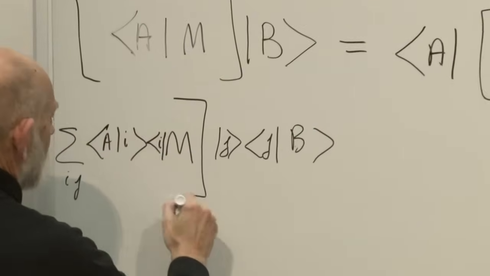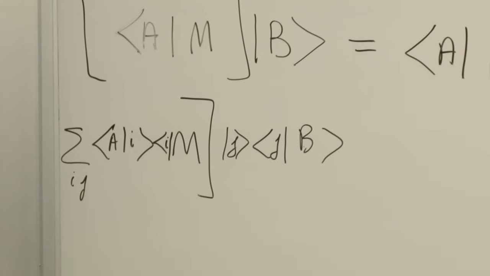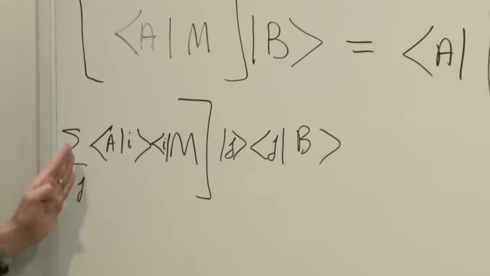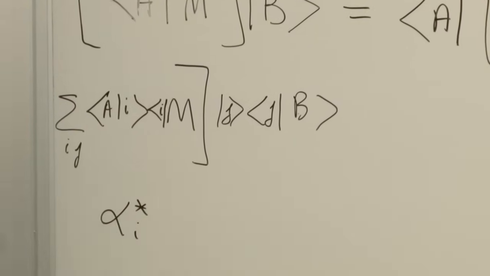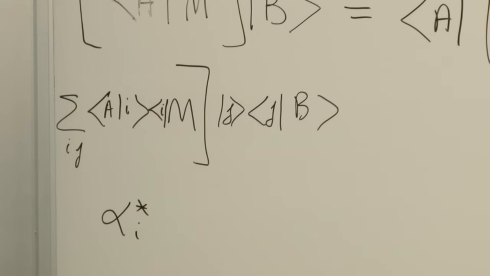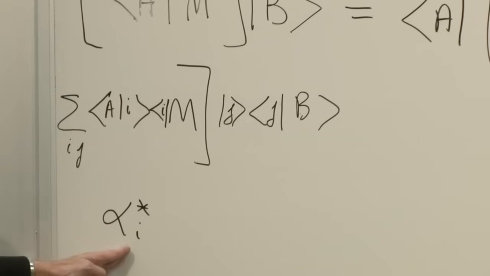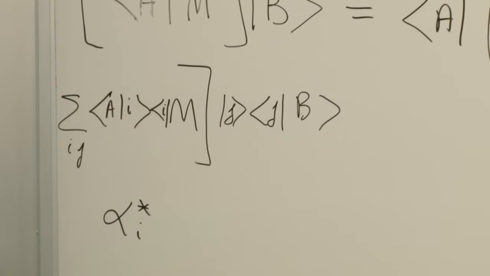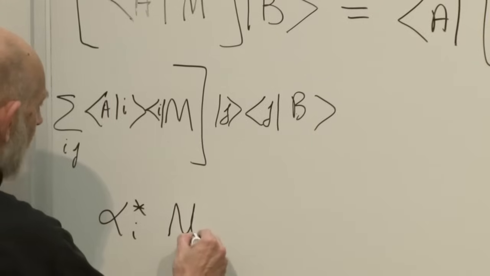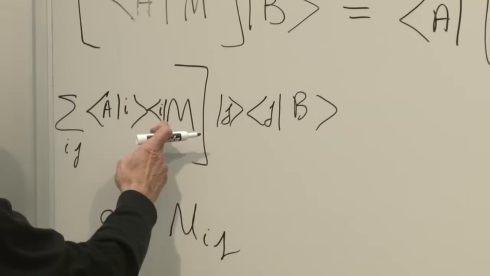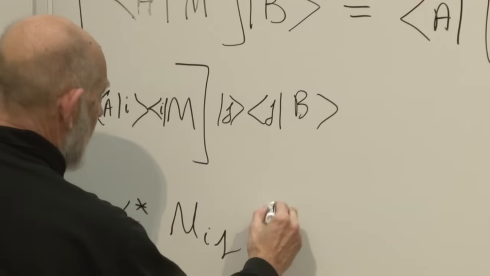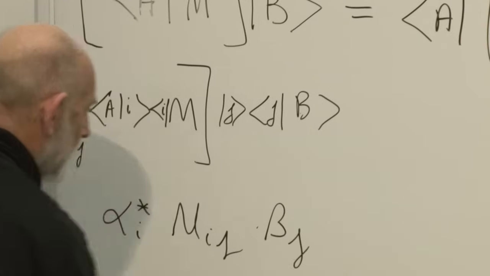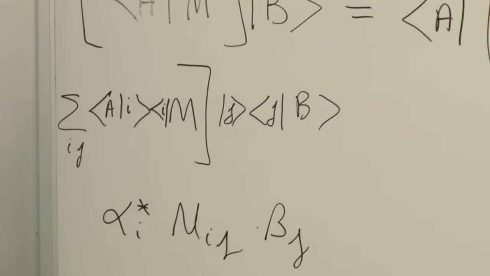I. What do we see here? We see this is alpha star I. Why did I put the star there? Because the bra vectors are complex conjugates. So there's an alpha sub I. There's an MIJ. I in a product of I, M times J, and then there is beta J. That's all we have here. This is summed on I and J.